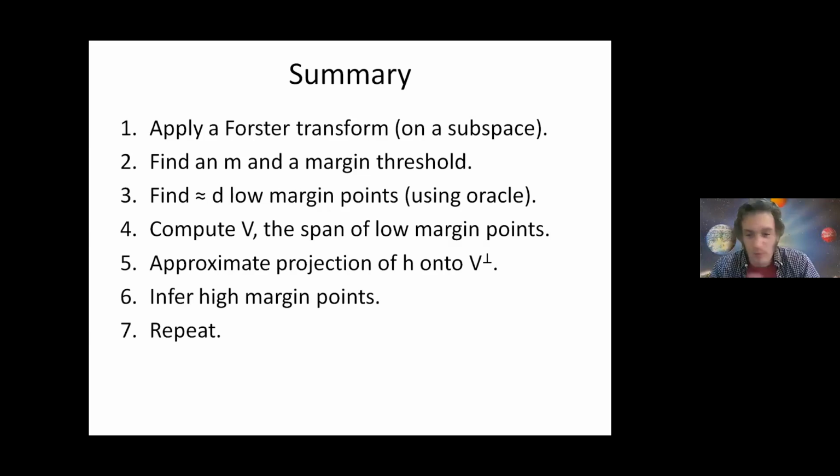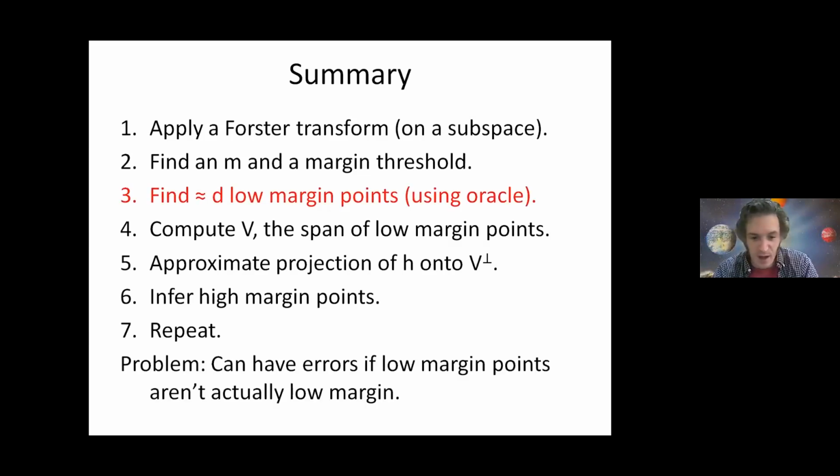Now, once we've done that, we've inferred a bunch of points. We repeat this on the remaining points. We apply a new Forster transform, and so on and so forth.